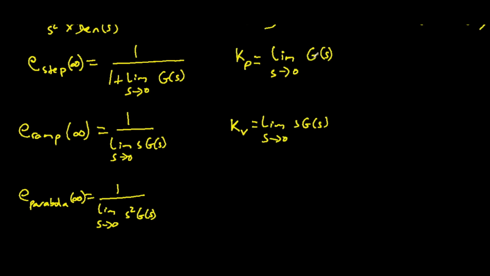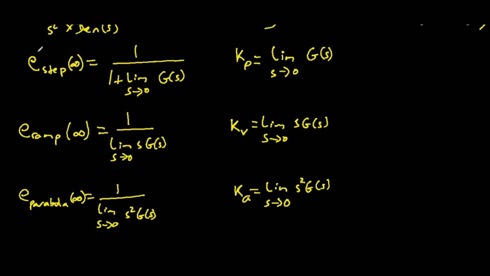Now, if you take a look at this, if this is position, differentiate it once, you get velocity. So we have s G of s. If you want, you could think of it that way. And then you have your Ka, which is your acceleration constant, defined as the limit as s tends towards 0 of s squared G of s. So position constant, velocity constant, acceleration constant.